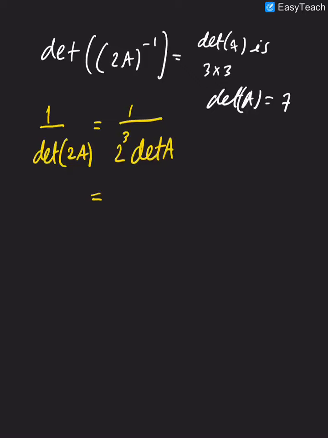So what is the determinant of A? Oh yeah, the determinant of A is 7. However, keep in mind this is 1 over 8, 1 over the determinant of A. So we have 1 over 8, and then 1 over 7, which is just 1 over 56.